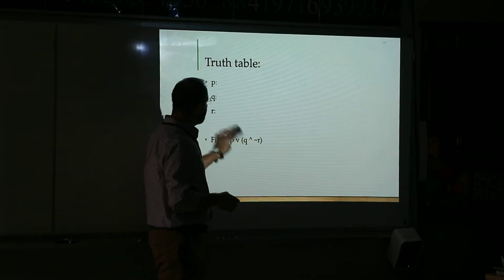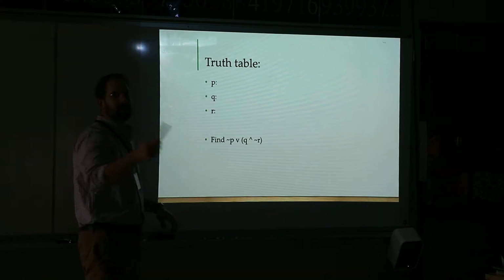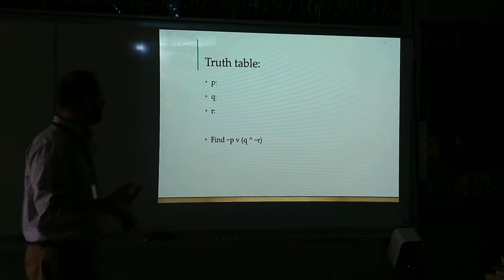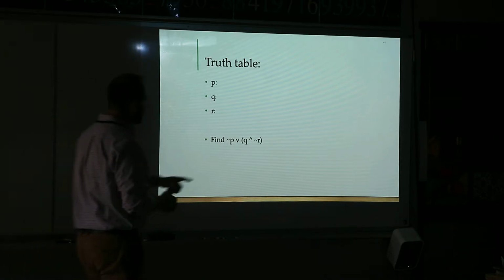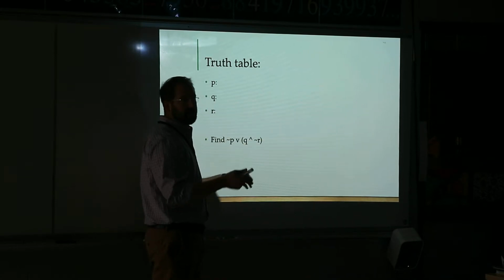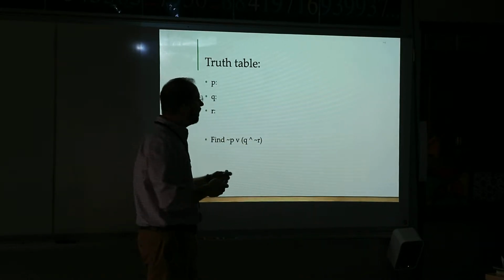Okay, so that's the overall problem. When I set this up, I have to have a P, Q, and R column. I have to have a negation of P column and a negation of R column. I'm going to have a column for this thing, whatever this thing is, and then a column for the final answer. So there's a lot. I think there are 7 columns that I have here.